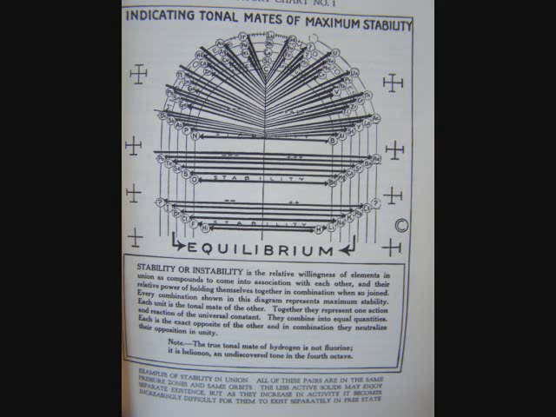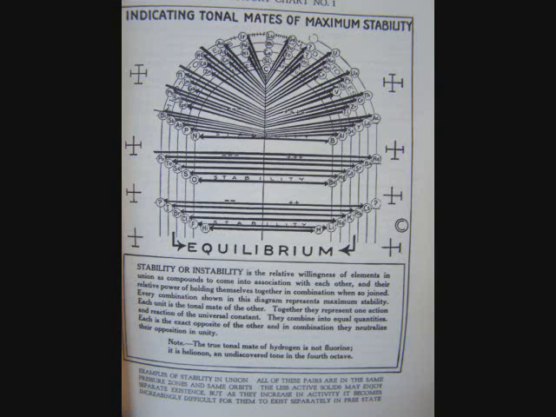Each unit is the tonal mate of the other. Together they represent one action and reaction of the universal constant. They combine in equal quantities. Each is the exact opposite of the other, and in combination they neutralize their opposition in unity. Note: the true tonal mate of hydrogen is not fluorine. It is helianon, an undiscovered tone in the fourth octave.